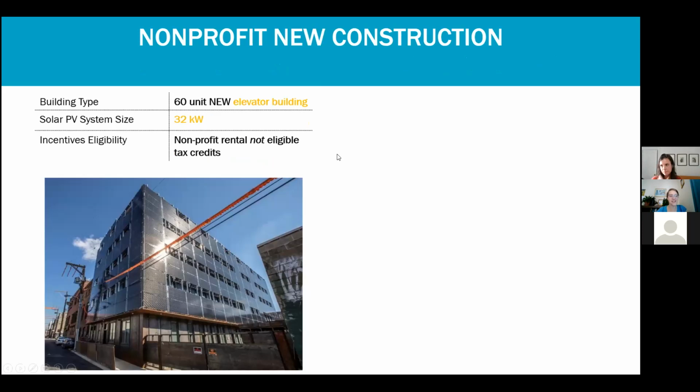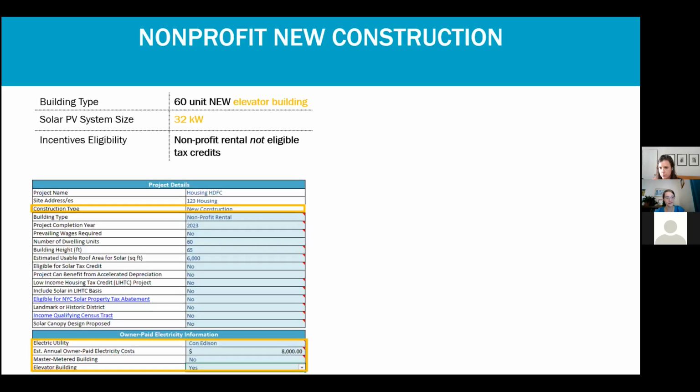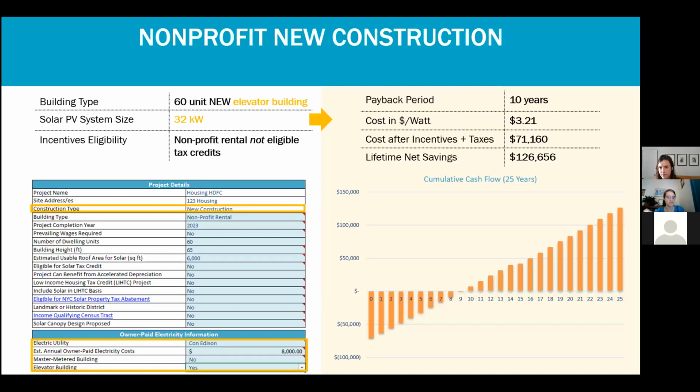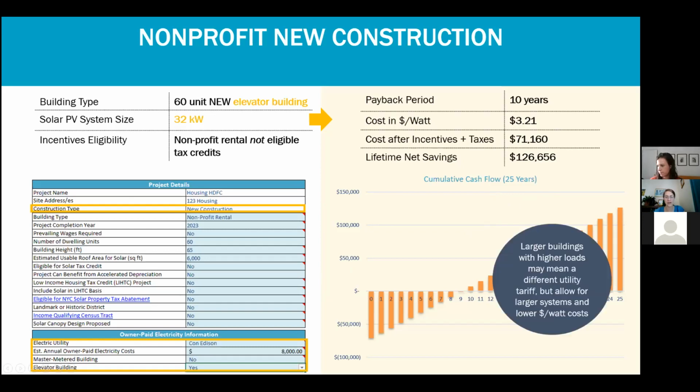So now let's look at a new construction nonprofit building. This would be a 60-unit new elevator building. They're looking at a 32 kilowatt system. And as a nonprofit, of course, they're not eligible for tax credits. So they'd fill out the screening tool, and you can see their new construction. Because it's a 32 kilowatt system, the cost per watt is relatively low. Their payback period is 10 years, even though they can't take any tax credits. So this is a great system, and we would absolutely recommend this.